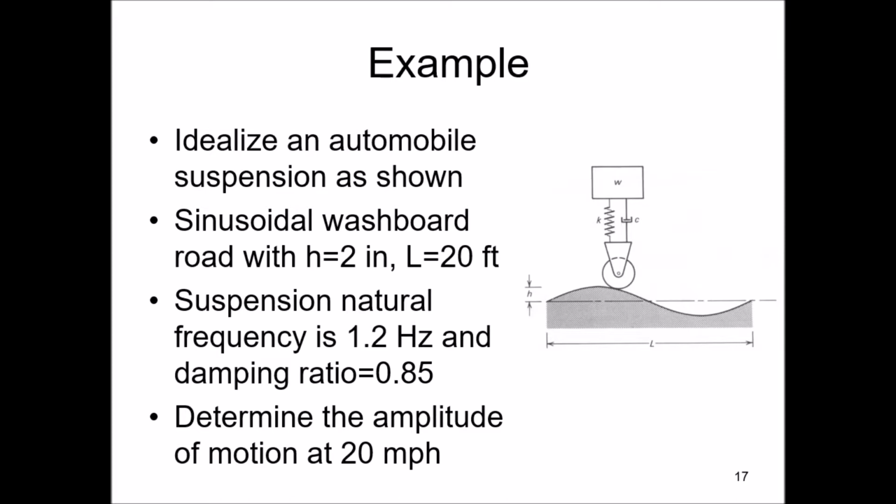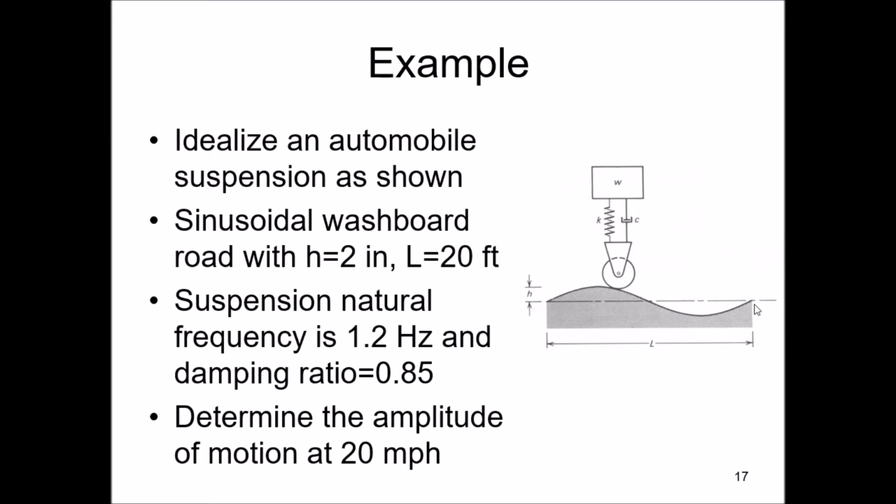So in this example here, we're dealing with an automobile suspension. This automobile suspension is on a sinusoidal washboard road with an H value that they give us here as 2 inches and a total length of L equal to 20 feet. So we have the weight here, our spring constant, our C value here for our whole model as it travels across this sinusoidal washboard of our road.